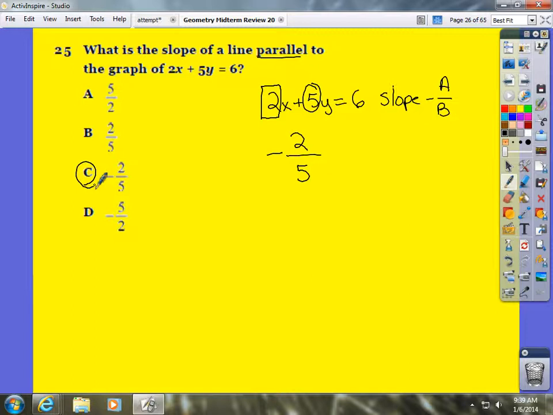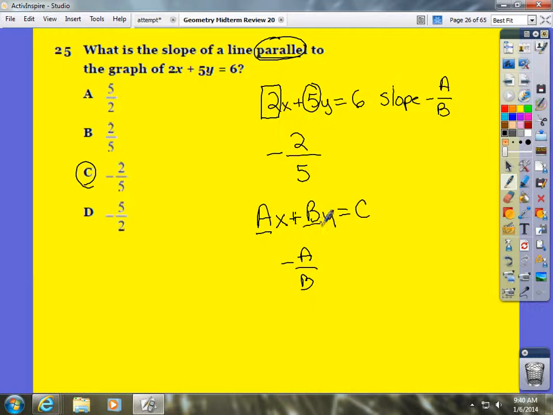All right, and anytime you have the equation in ax plus by equals c format, your slope is going to be negative a over b. A being the number in front of x, b being the number in front of y.